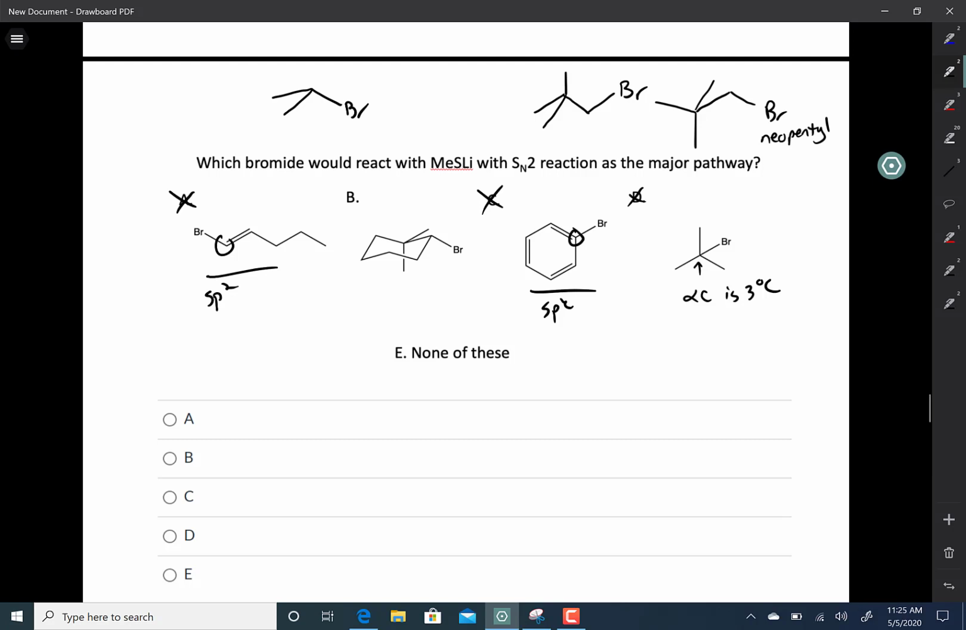Now, if I add a carbon, this one, neopentyl, it's too hindered for SN2. If I add a carbon, I'm making it only more hindered. Add another carbon, again, making it even more hindered, and you get that beta carbon is quaternary, making it too hindered for SN2.